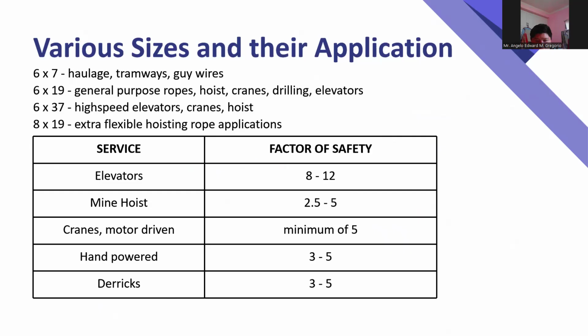Here are some of the factors of safety for these mechanical devices. The elevator has a factor of safety of 8 to 12. The mine hoists have 2.5 to 5. The cranes or motor driven have a minimum factor of safety of 5. The hand powered has 3 to 5 and the derricks have 3 to 5 as well.